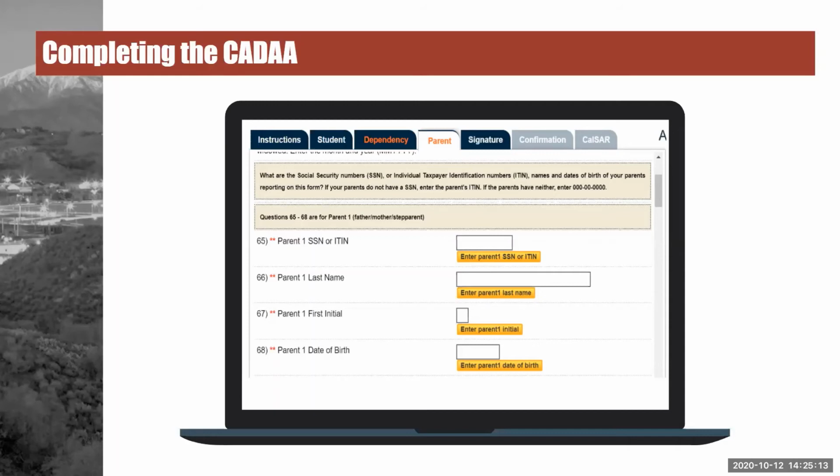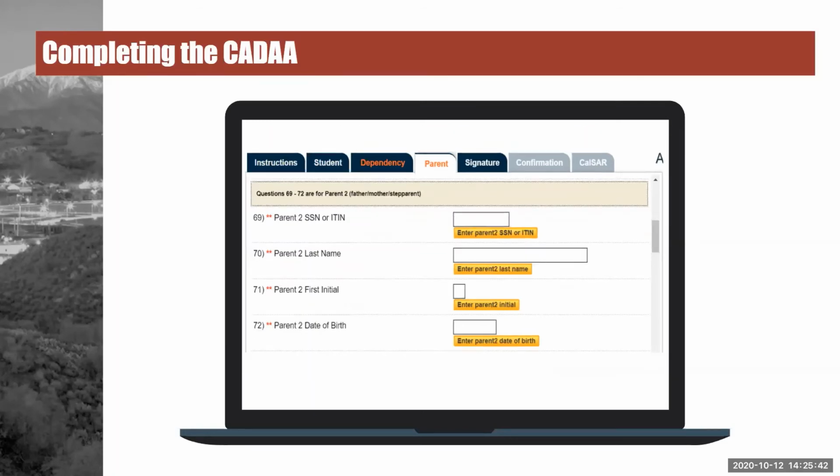You will need to report the following parent information in this particular section: Social Security number or individual tax identification number, or ITIN. If your parent or parents do not have a Social Security number or ITIN, then simply report all zeros. If your parents have both a Social Security number and ITIN, you should just enter the Social Security number. You also will need to enter a last name, the first letter of the parent's first name, and the parent's date of birth. You will then have to enter information for your second parent or parent 2, if applicable.